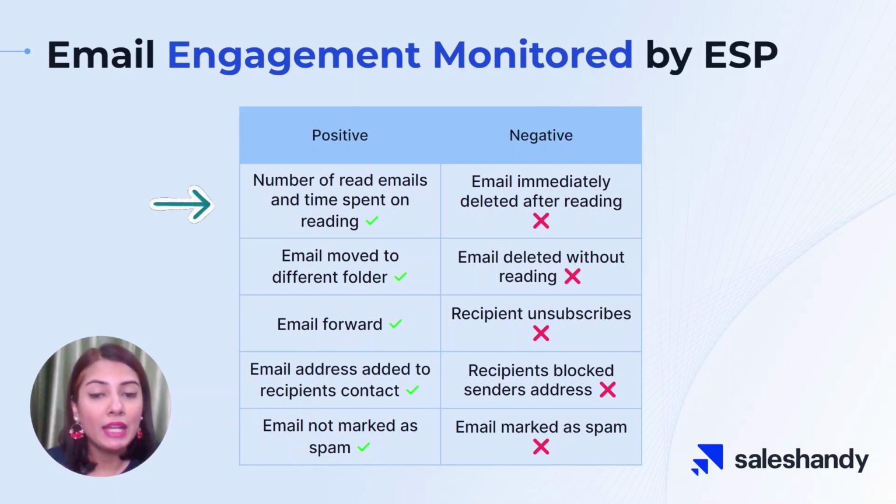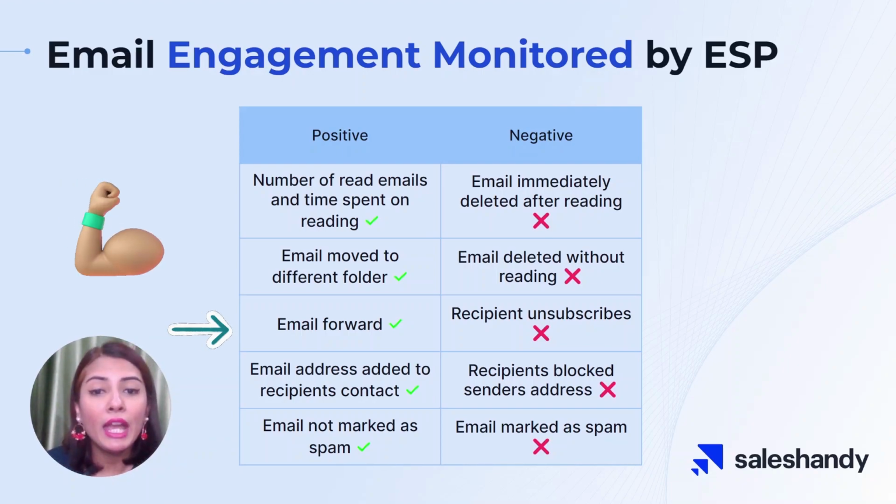The next metric that they measure is if the email was moved to a different folder. The placement of the email into a specific folder implies that the recipient wants to keep the message or is expecting future emails from the sender. The third metric is if the email was forwarded. If a recipient forwards your email to others, it is a strong indicator that they find your content valuable and want to share it with others. Moreover, it also implies that they were expecting your email.